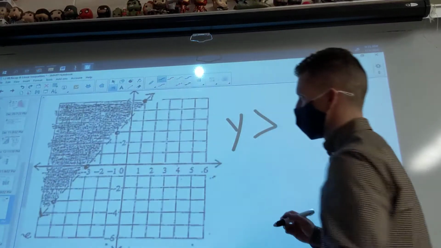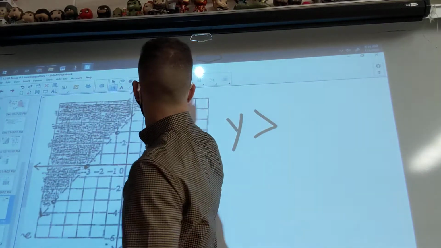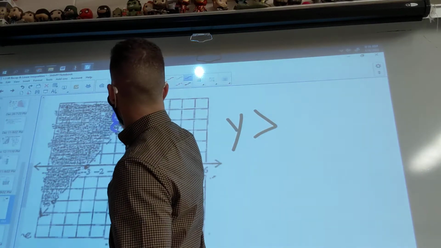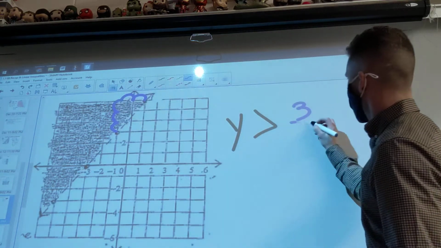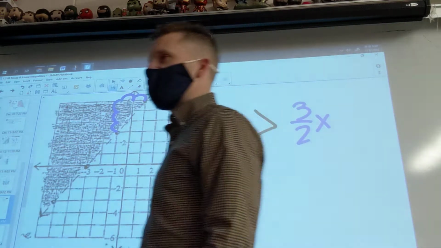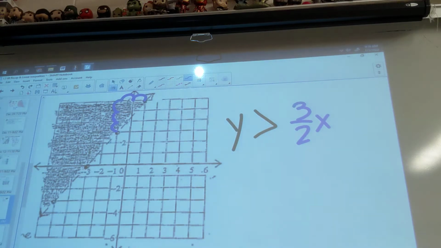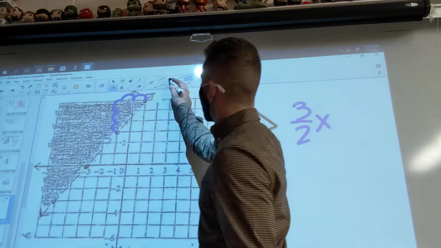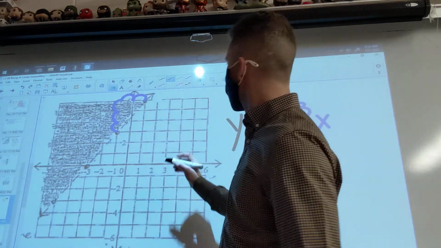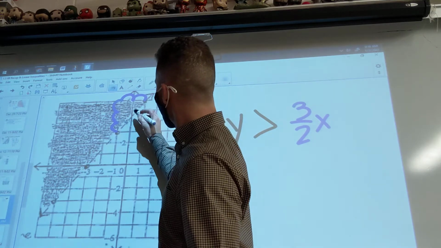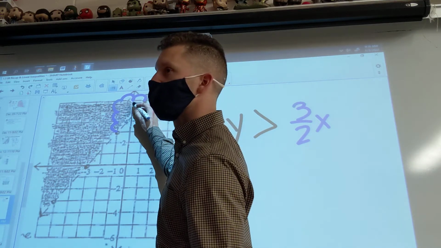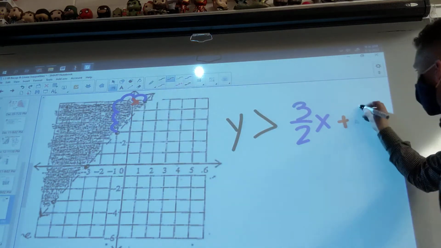The slope is 3 over 2. Say it again. The slope is 3 over 2. 1, 2, 3, 1, 2. So 3 halves x. And lastly, what is the y-intercept? Would it be 6? I would agree.